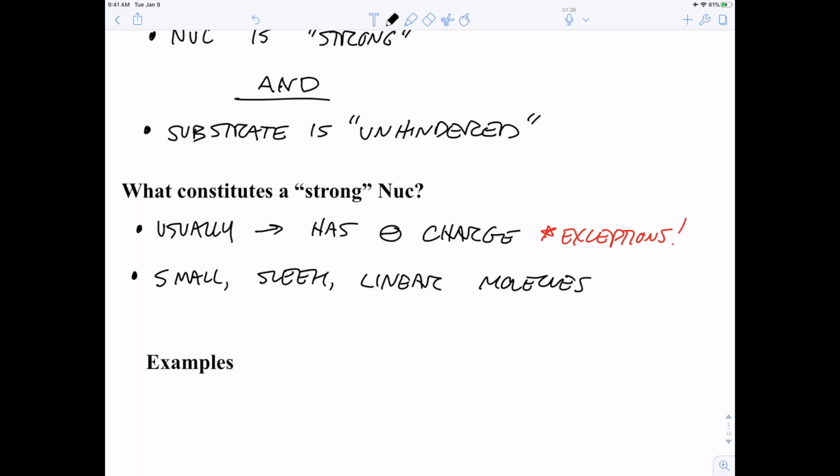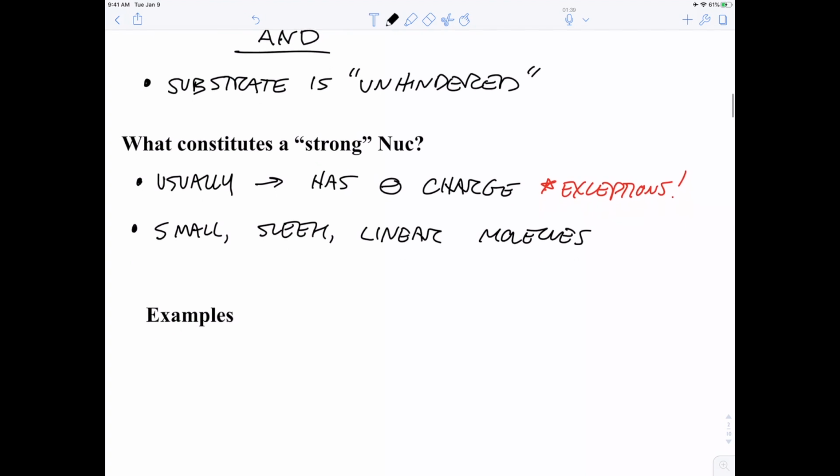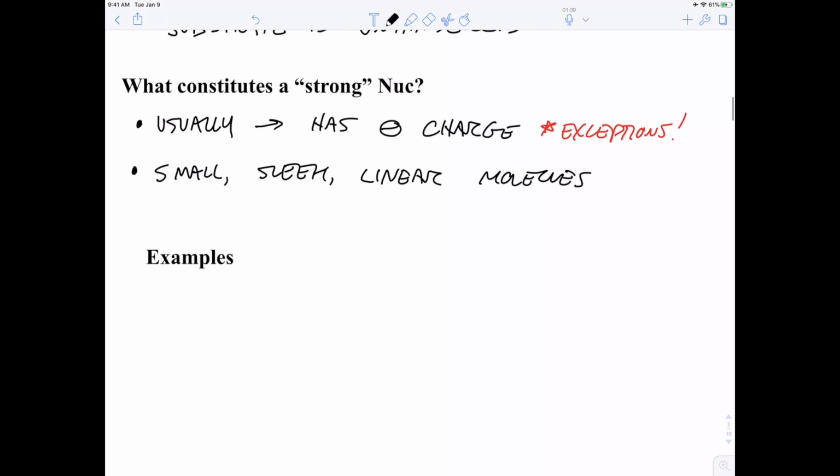We want to think about something that can kind of just get right in there. You might say like a harpoon that can just kind of reach right in and get to its target without having a lot of branchy big things that are just going to slow it down. So let's talk about some examples of those real quick.